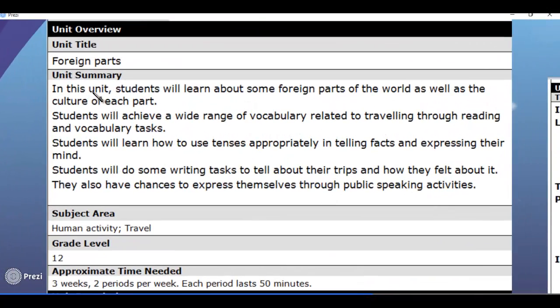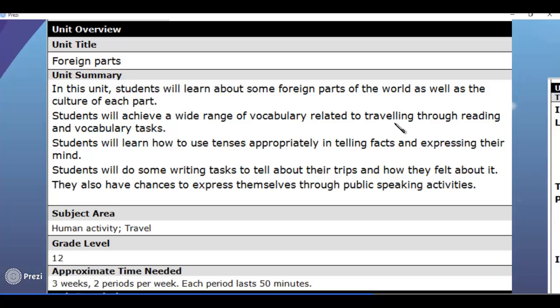In the unit summary section, I have summarized some major points in this unit. Particularly, in this unit, students will learn about some foreign parts of the world, as well as the culture of each part. Students will achieve a wide range of vocabulary related to traveling through reading and vocabulary tests.